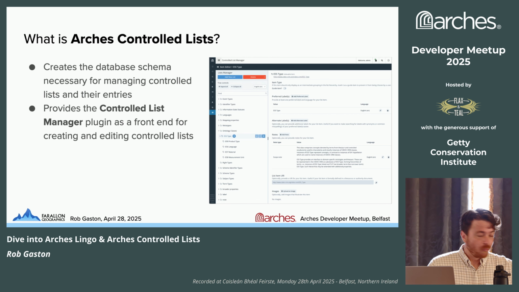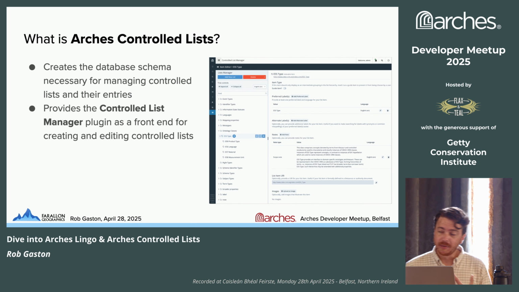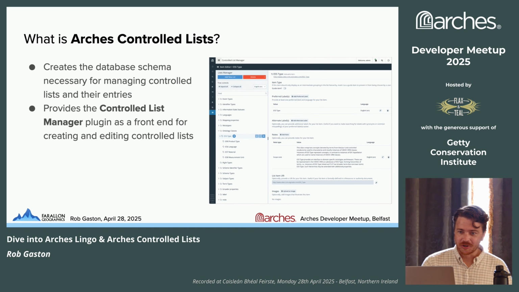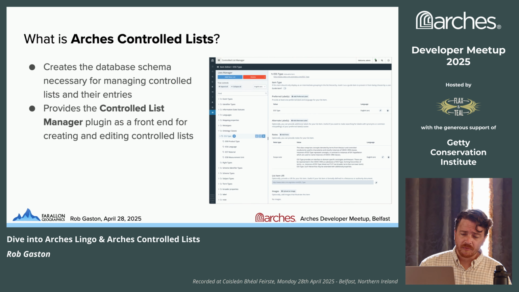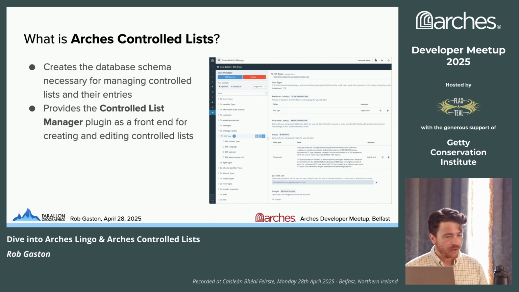So what Arches Controlled List actually does or adds is it creates the database schema that we use to manage controlled lists and their entities. So this is sort of the replacement schema for Arches RDM. If you've looked at the Postgres schema for Arches, you'll know that Arches RDM has its own sort of subsection of the schema, and that's being deprecated and replaced with this new controlled list schema. And it also provides a controlled list manager plugin. So that's the plugin that's pictured here. It's a front end that we're using to create and edit controlled lists.